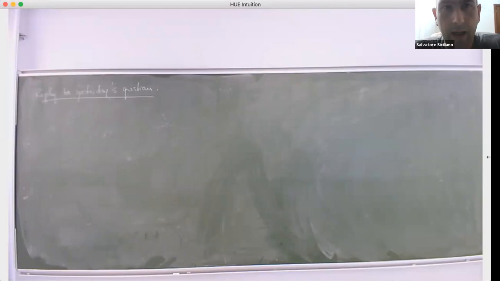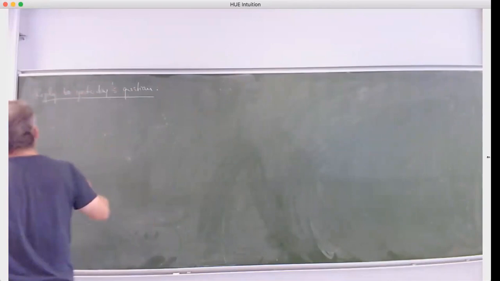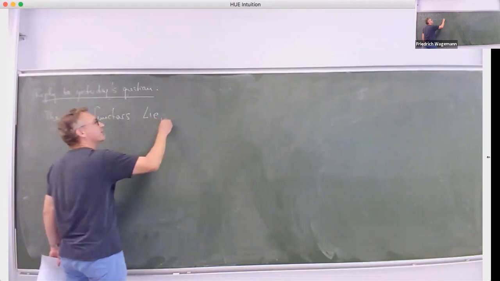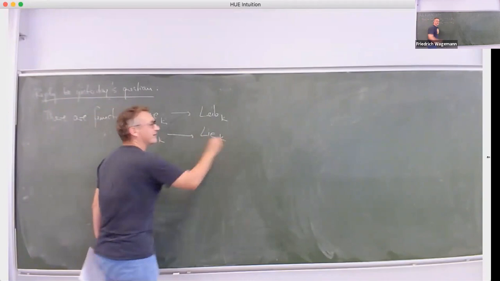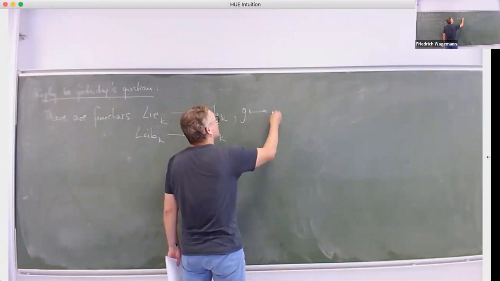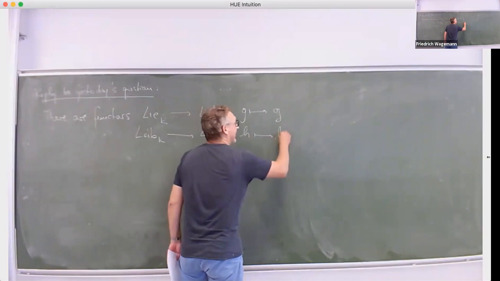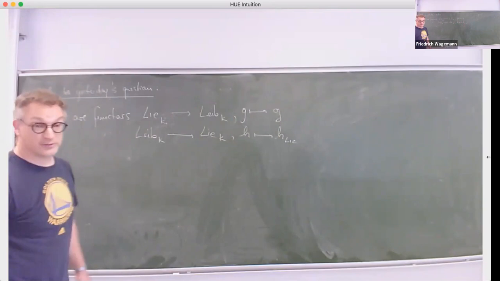Okay. So I want to come back to yesterday's question. There are functors from the category of Lie algebras to the category of Leibniz algebras over K, and from the category of Leibniz algebras over K to the category of Lie algebras over K. From Lie algebras to Leibniz algebras, you can always look at a Lie algebra as being a Leibniz algebra. And from Leibniz algebras to Lie algebras, you can take your Leibniz algebra and take h_Lie, which is a Lie algebra. But these two functors are very far from being an equivalence of categories. These two categories are very different.